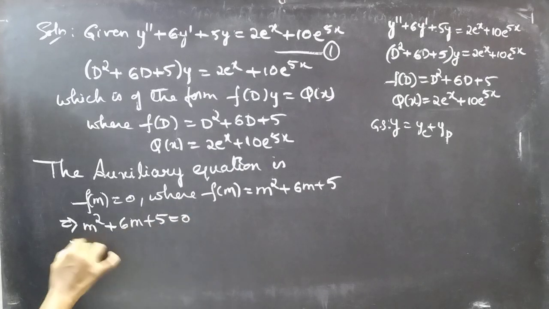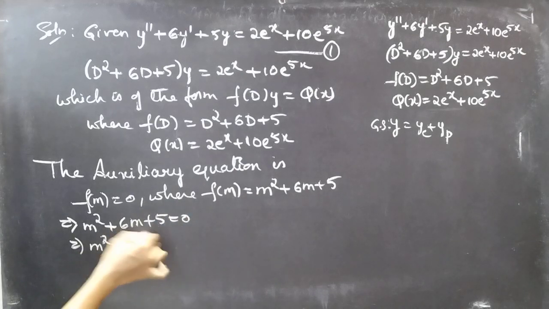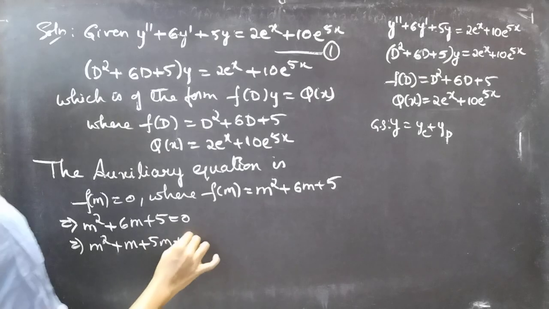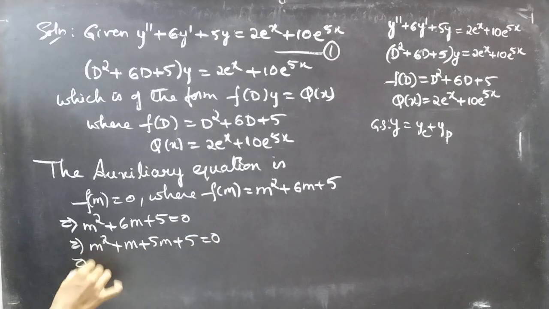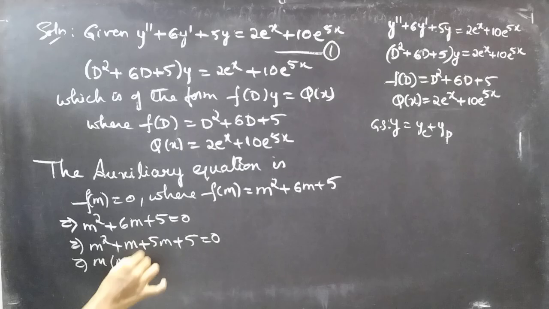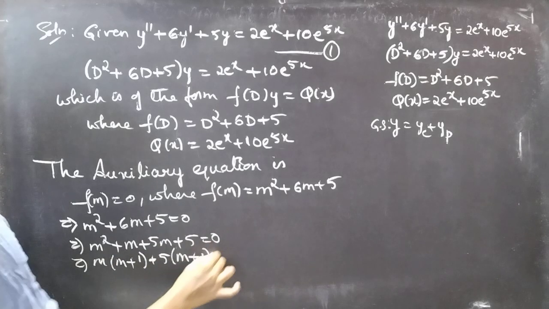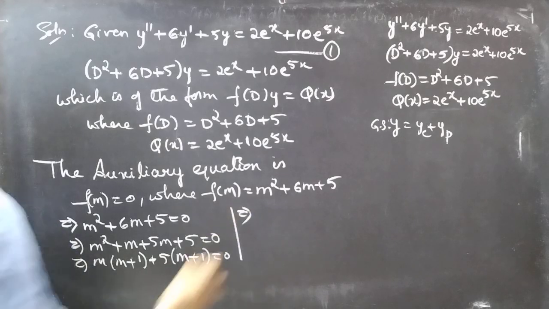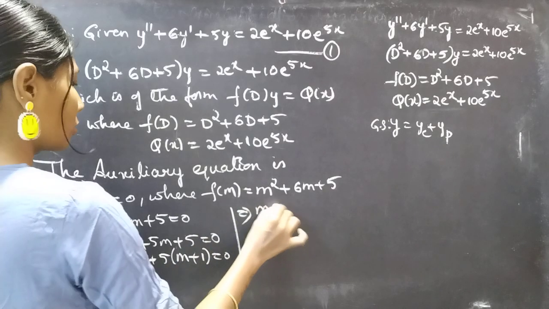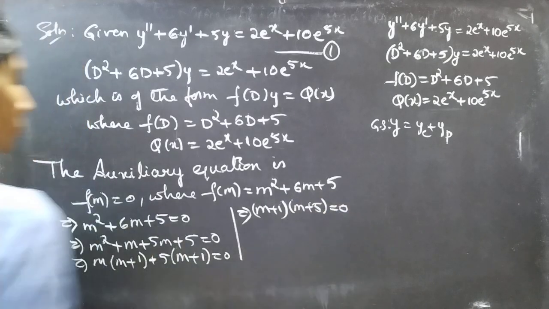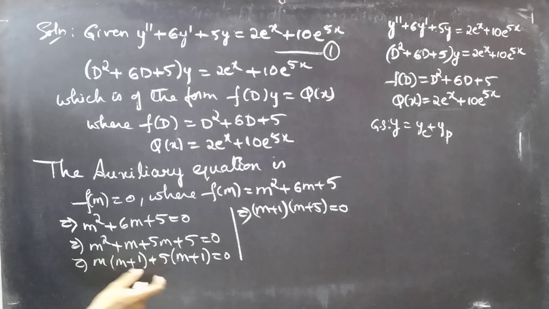Now we need to find roots to this equation. Let's split 6m as 5m plus m or m plus 5m, whatever. Okay, take m common from the first two terms, you'll get m times m plus 1. Take 5 common from the next two terms, you'll get 5 times m plus 1 equal to 0. This gives us m plus 1 into m plus 5 equal to 0, right? See, if you take m plus 1 common, you'll get m plus 1 into m plus 5, right?